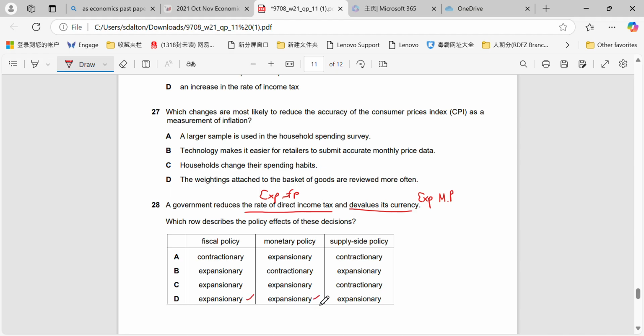expansionary monetary as well, and at the same time it would also be an expansionary supply side policy, because reducing the rate of direct tax would incentivize more workers to come into the economy, and it may result in the labor force increasing. LF, not LB. Labor force may increase, which may allow us to move our aggregate supply to the right.